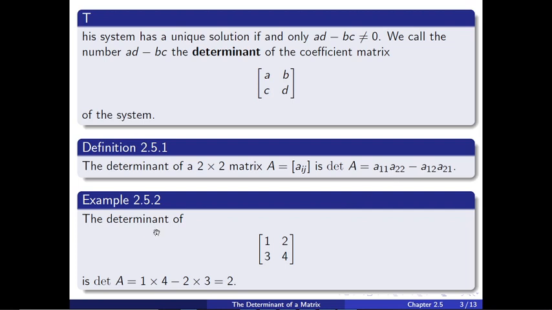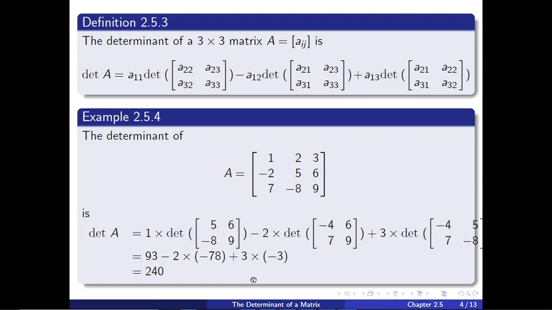So for example, if we look at example 2.5.2, where A is equal to 1, 2, 3, 4, then the determinant becomes 1 times 4 minus 2 times 3, which is 4 minus 6, which is negative 2. Right.